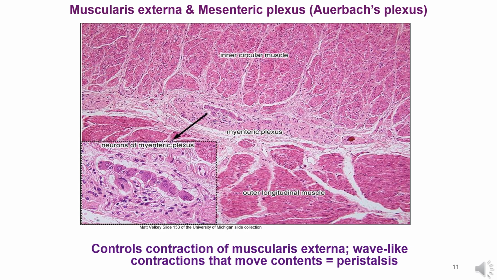So here we have an image of our muscularis externa and our myenteric plexus. Here we have our two different directions of our muscle. Now in between, you can see a little bit of a pinky area, and that's the myenteric plexus, which is going to help control the contractions of that muscularis externa. So it's always going to have a wave-like contraction that's going to help move content along. Okay, that's going to help with our peristalsis.